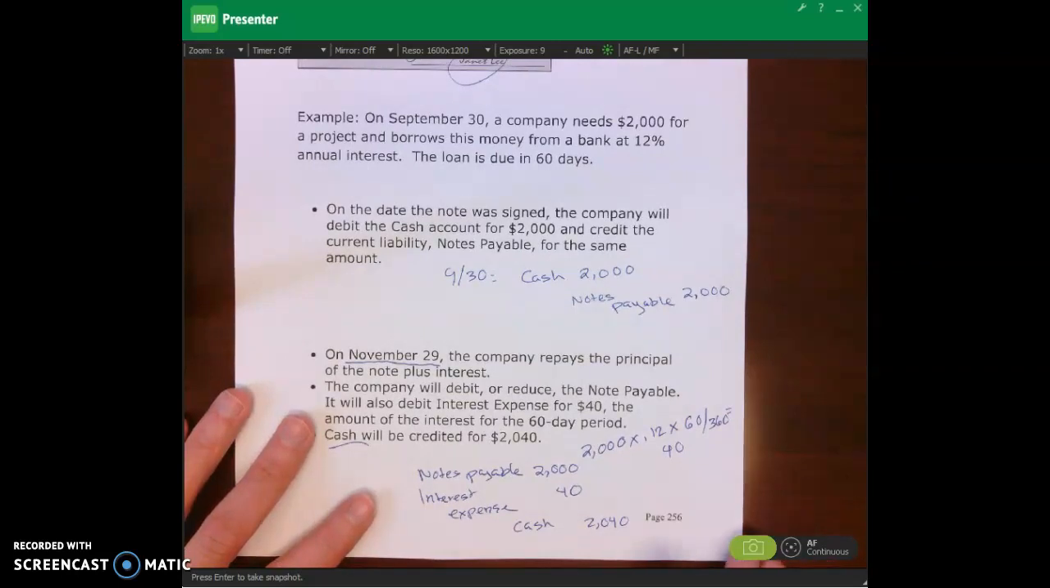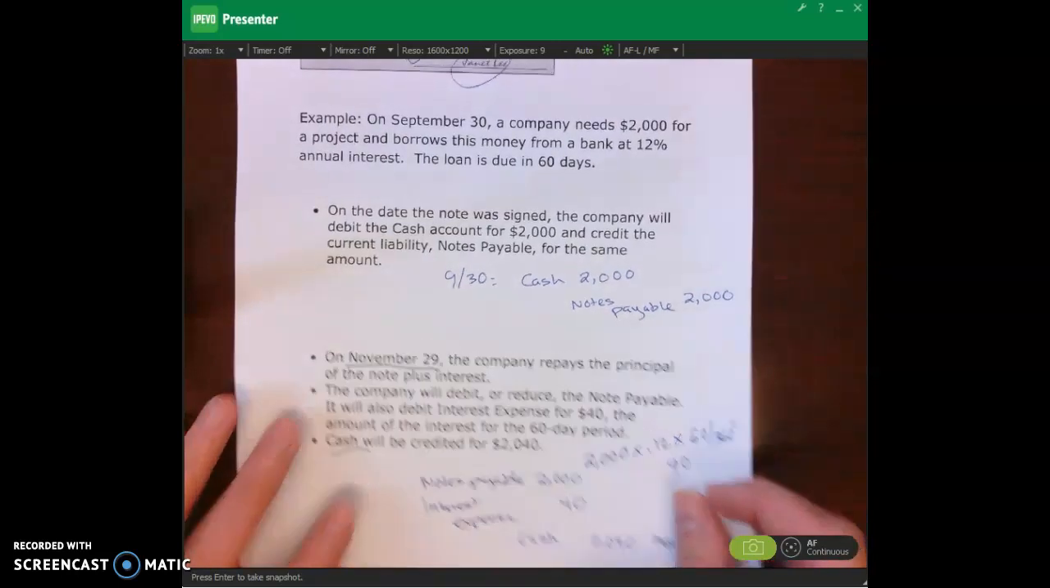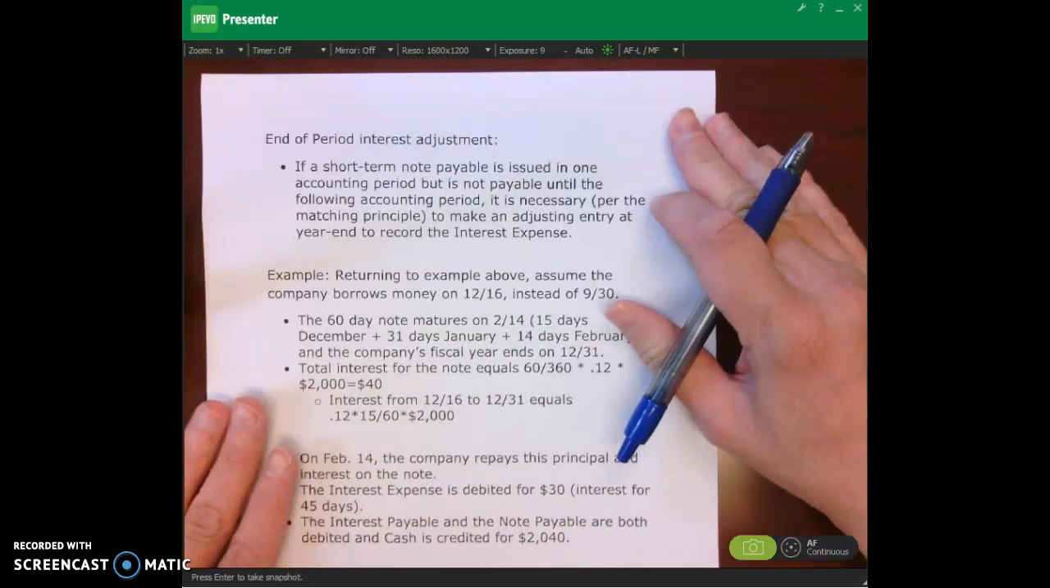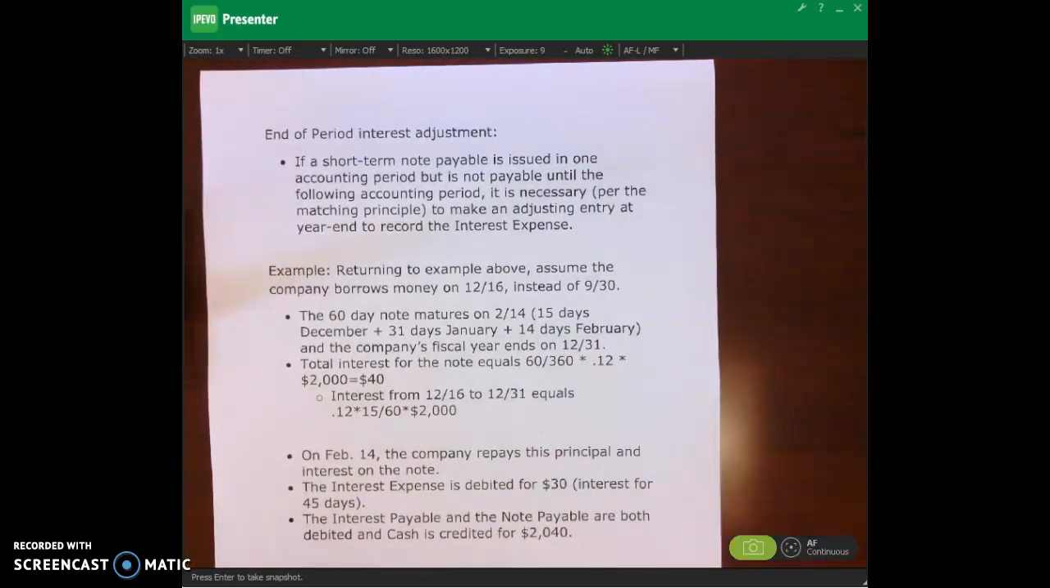The other thing that we have to talk about with regard to short-term notes payable is we have to do an end-of-period interest adjustment, just like what we did in Chapter 9. Remember in Chapter 9, we had to do an end-of-period interest revenue adjustment? For example, we had a notes receivable on December 15th, and at the end of the accounting period, the end of the year, we had to recognize interest revenue from the 16th of December through the 31st. Okay? And remember, we debited interest receivable and we credited interest revenue. Now we're talking about interest expense, right?